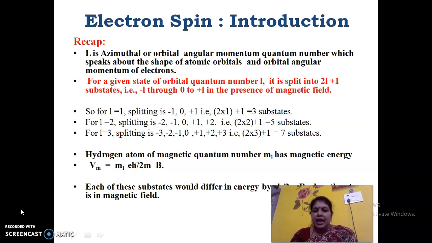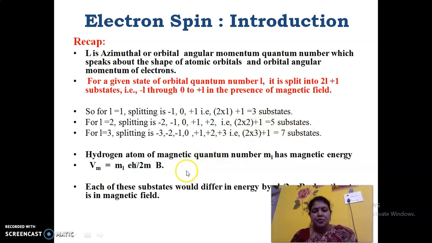So say you have a given state with L equal to 1, it gets split into 2L plus 1, 2 into 1 plus 1, 3 substates, running from minus 1 to plus 1. Similarly, for L equal to 2, it gets split into 2 into 2 plus 1, 5 substates, running from minus 2 to plus 2. For L equal to 3, the splitting is from minus 3 to plus 3. That is 2 into L plus 1, 2 into 3 plus 1, 7 substates.